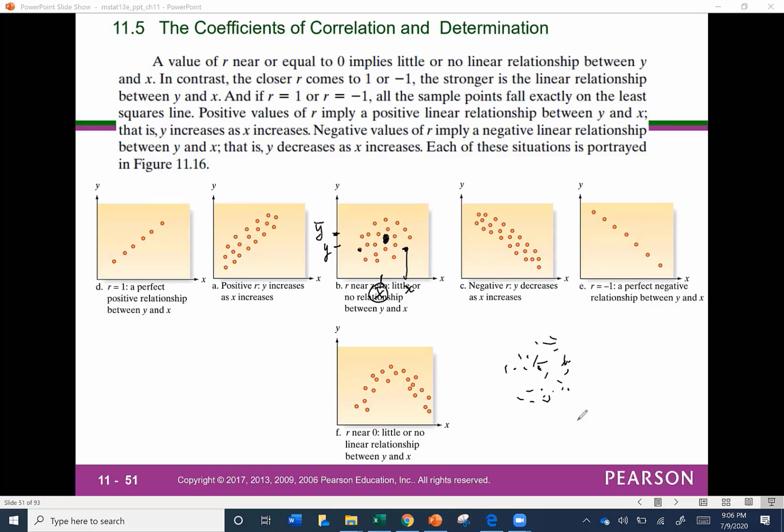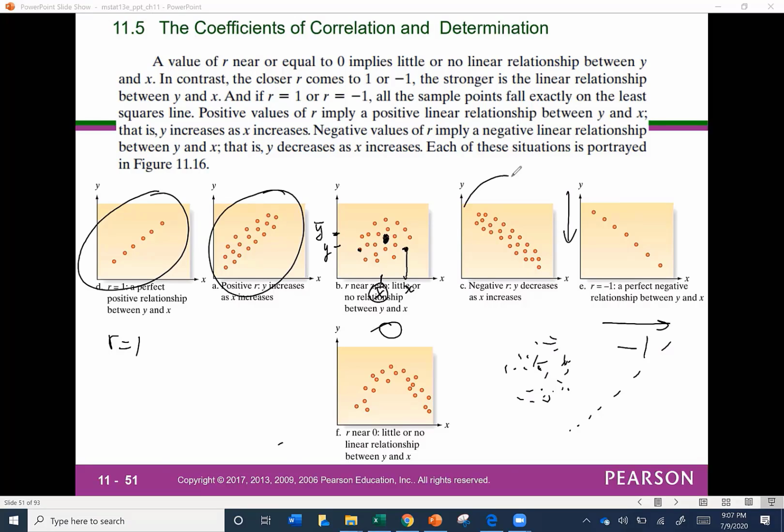But when the points are located exactly on one line, that is, the slope is positive, then the coefficient of correlation will be equal to 1, a perfect correlation. In this case, when the slope is negative, when x increases, y decreases, when all points are located on this line, the coefficient of correlation will be equal to -1. In this case, it is equal to 0. And in this case, it is a value close to 0, or close to 1, actually -0.5. That is the idea of coefficient of correlation.